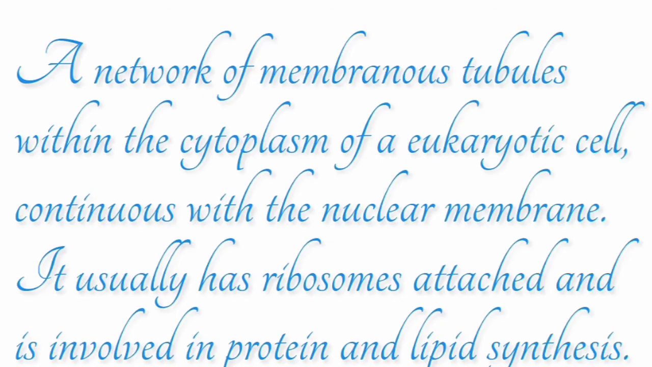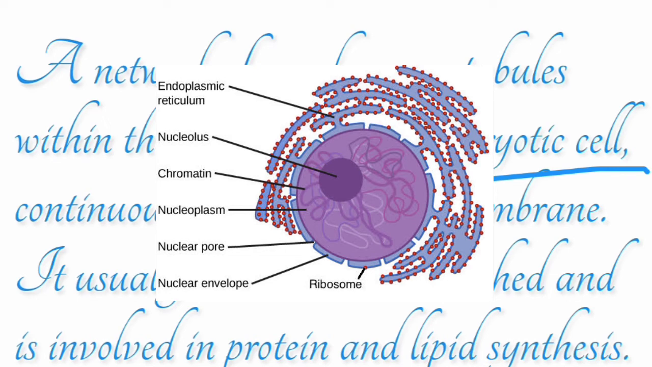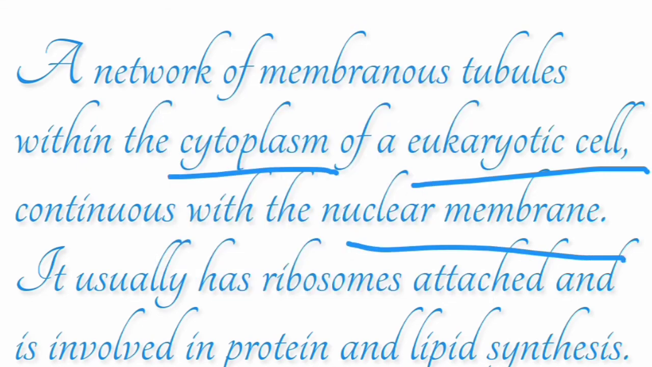A network of membranous tubules within the cytoplasm of a eukaryotic cell. Now we know cytoplasm is the liquid filled in the cell. And eukaryotic cells, the cells in which nuclear membrane is present around the nucleus, that are eukaryotic cells, continuous with the nuclear membrane. And nuclear membrane is present only in eukaryotic cells. It is absent in prokaryotic cells.